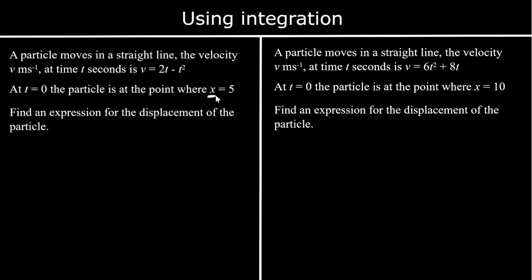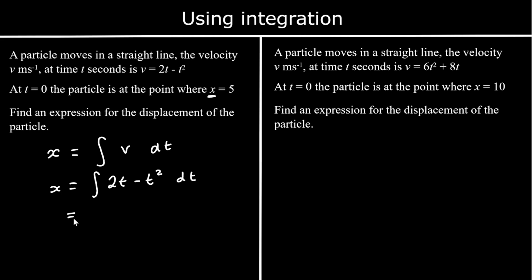So x is the displacement. Find an expression for the displacement of the particle. So when we went from displacement to velocity, we differentiated. Velocity is the rate of change of the displacement. So if we want to go backwards, the opposite of differentiation is integration. So the displacement, which we're going to call x, is the integral of the velocity with respect to time. So it's going to be the integral of 2t minus t squared with respect to time.